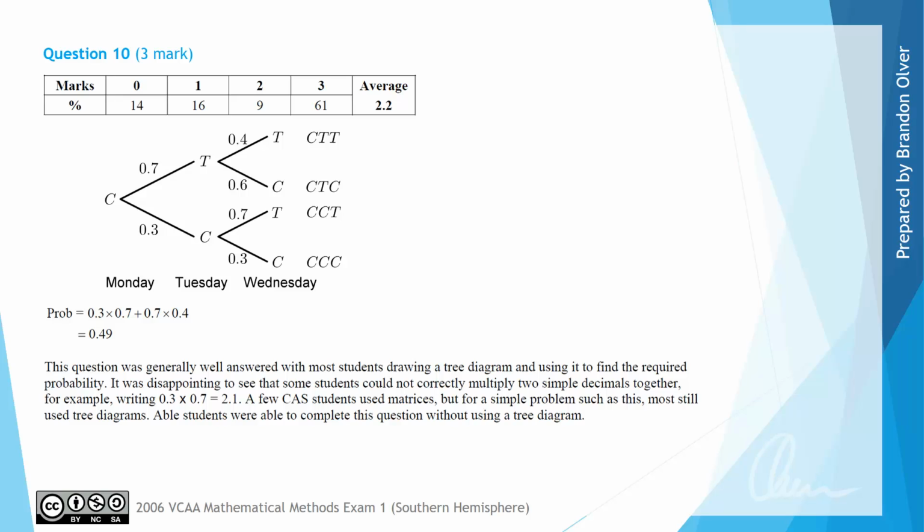So from the examiner's report, we can see that 61% of students got this correct, and the examiner says that the question was generally well answered, with most students drawing a tree diagram and using it to help find the required probability. It was disappointing to see that many students could not correctly multiply two simple decimals, such as 0.3 times 0.7, often arriving at something like 2.1 rather than 0.21.